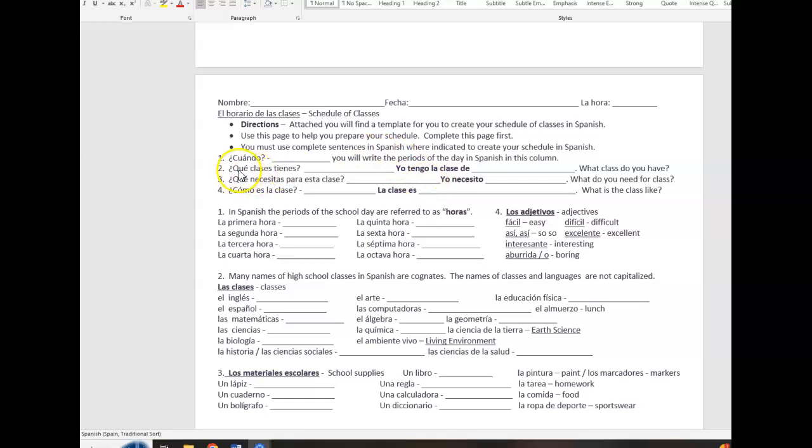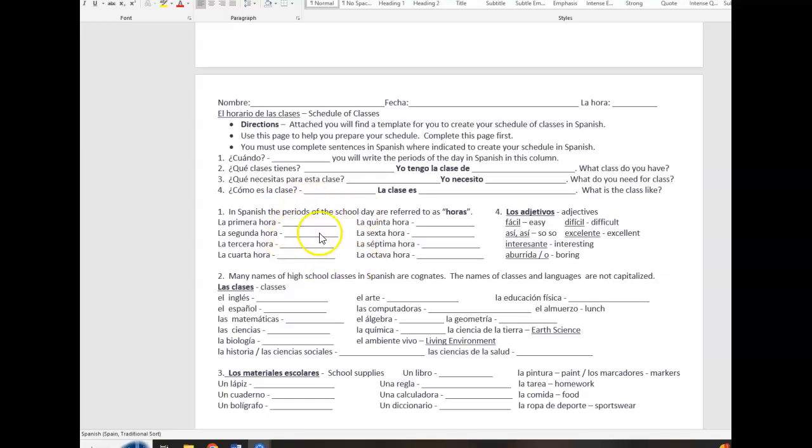So for the first question, or second question rather, ¿Qué clases tienes? You're going to begin your response with Yo tengo la clase de, and then in this blank is going to go the class. ¿Qué necesitas para esta clase? What do you need? You're going to begin your response with Yo necesito, I need, and then you're going to list some items, such as those on page 18, that you need for that class, 2 to 3.